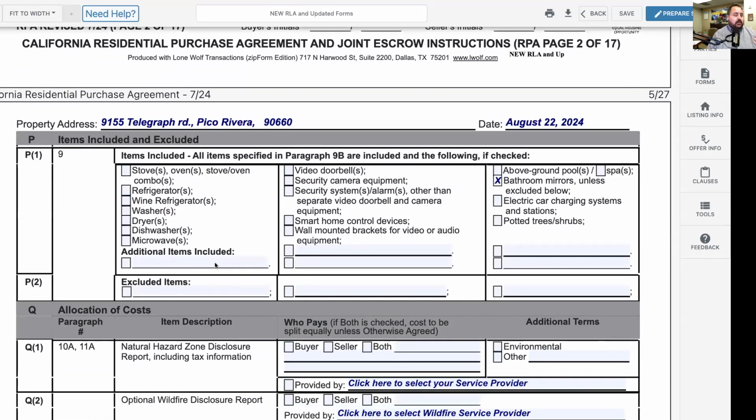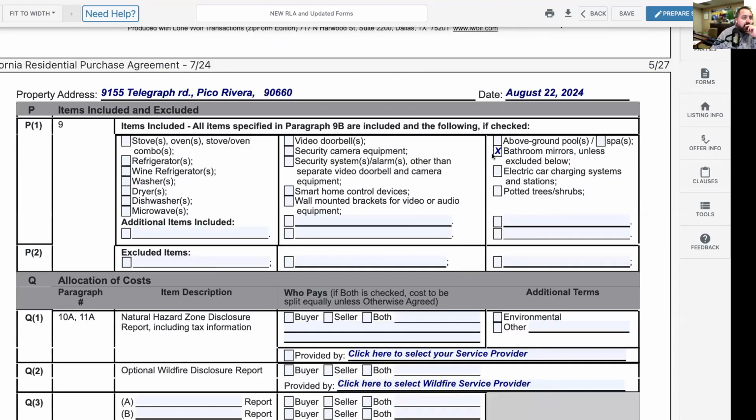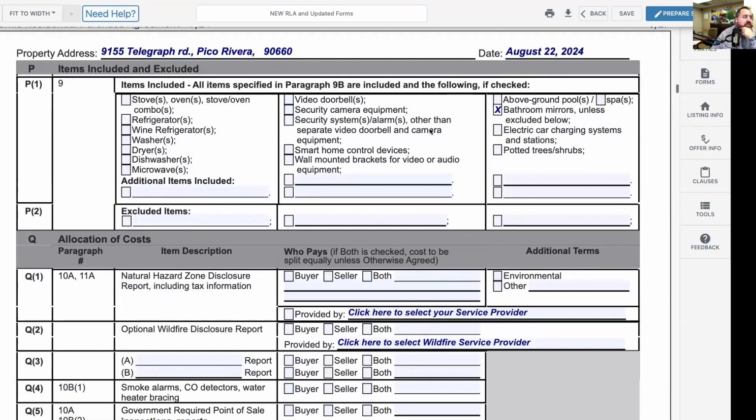All right. Again, now we're on to the next page. We're on to page 3. Again, just remember to make sure the dates are going at the top of each one of these pages also. Just make sure that they're there. So here we are with the items included and excluded. Okay, all items specified in paragraph 9B are included and the following if checked. Okay. So 9B is later on. Again, it's the explanation paragraph.